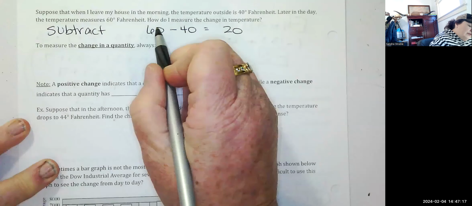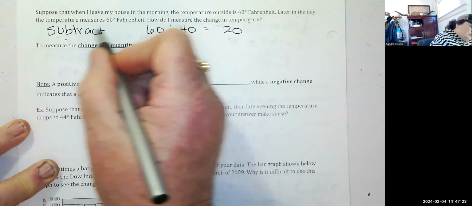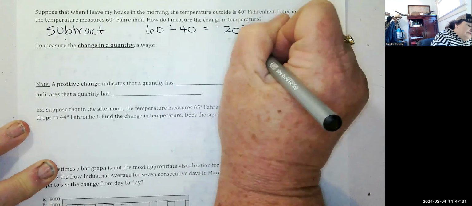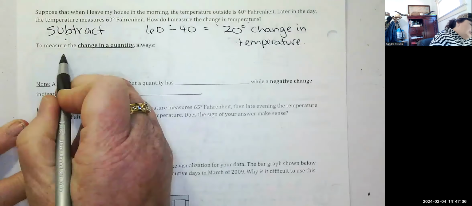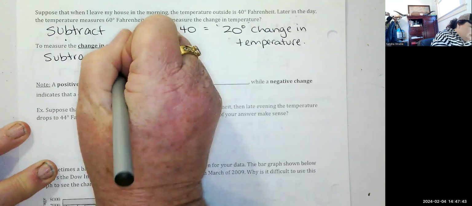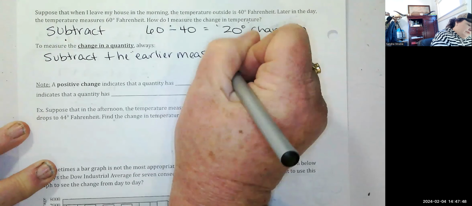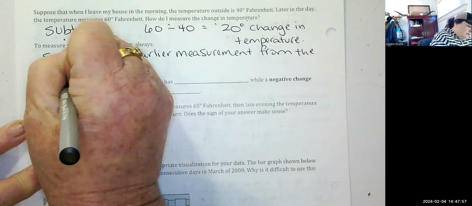So how do you measure the change in temperature? You subtract. So later in the day, it's a 20-degree difference, 20-degree change in temperature. All right. To measure the change in quantity, always subtract the earlier measurement from the later measurement.